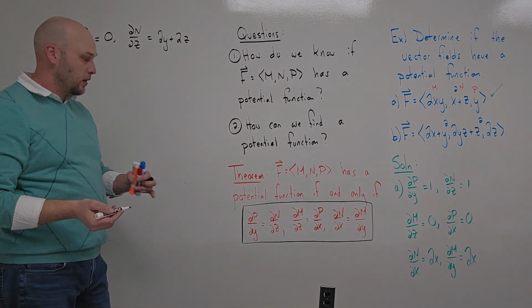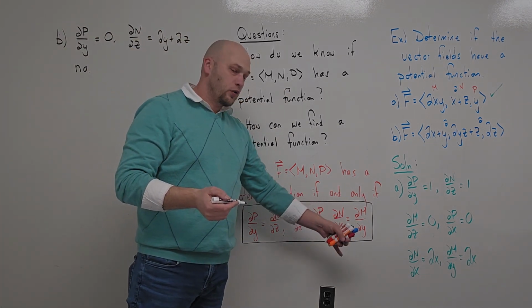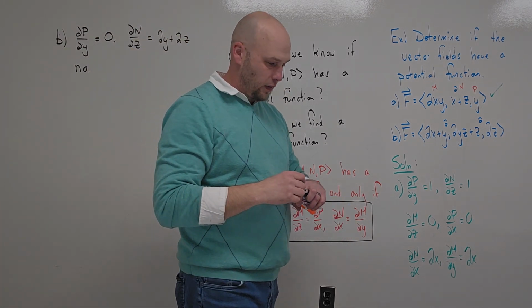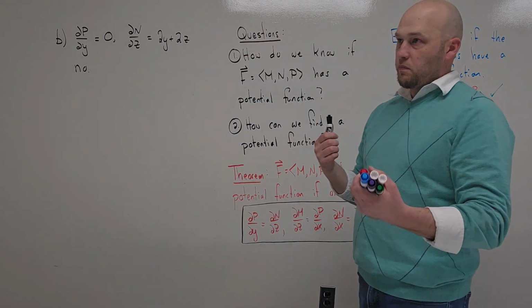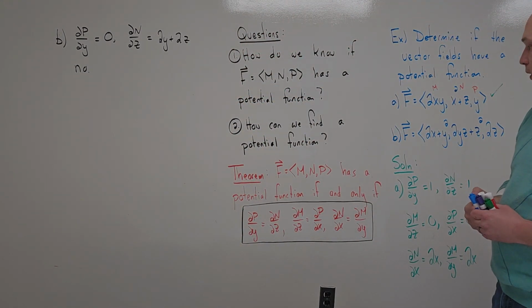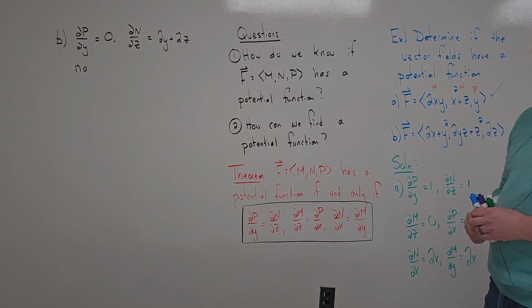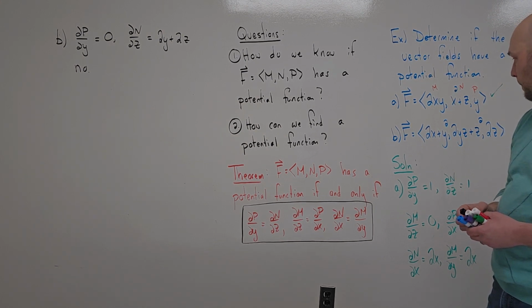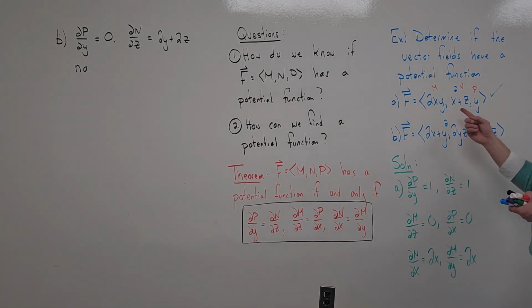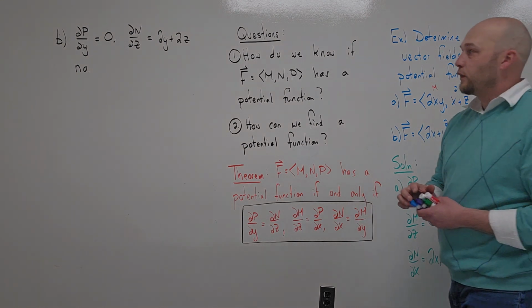You could check the next two conditions just for practice with taking partial derivatives, but it doesn't matter if they're equal or not because the first condition is satisfied, so we can go ahead and stop there. Okay, so now we know this vector field here does have a potential function. Let's see if we can find it.